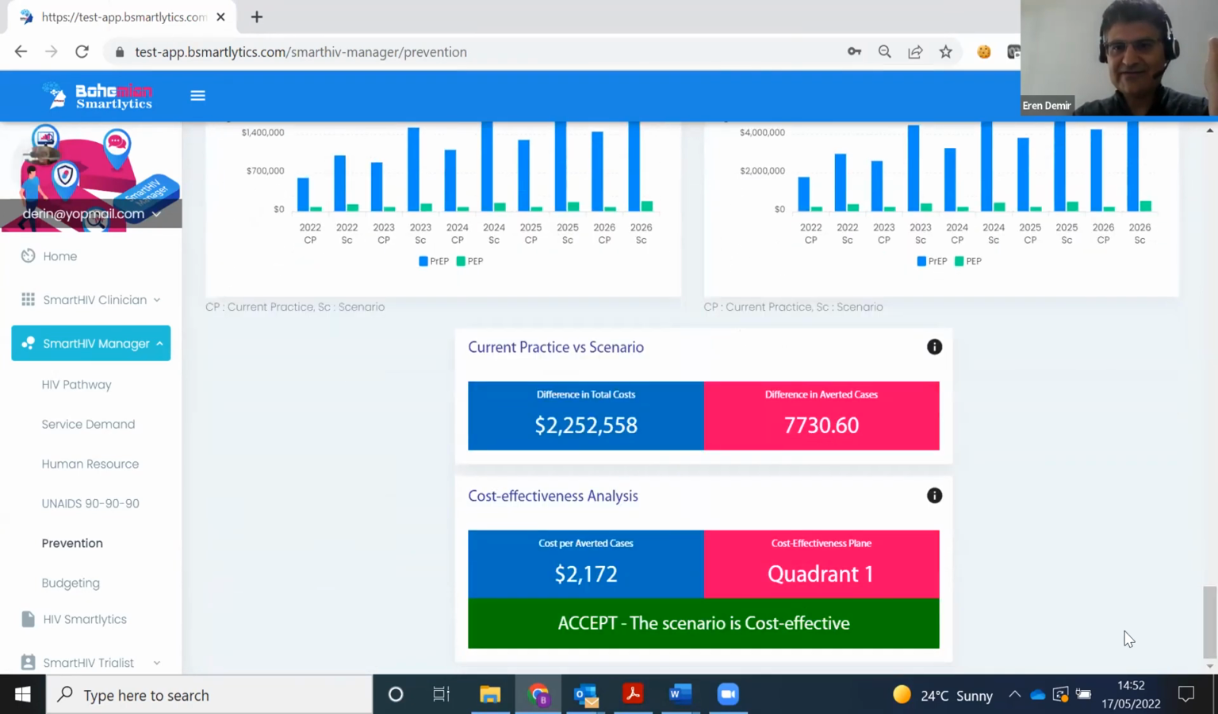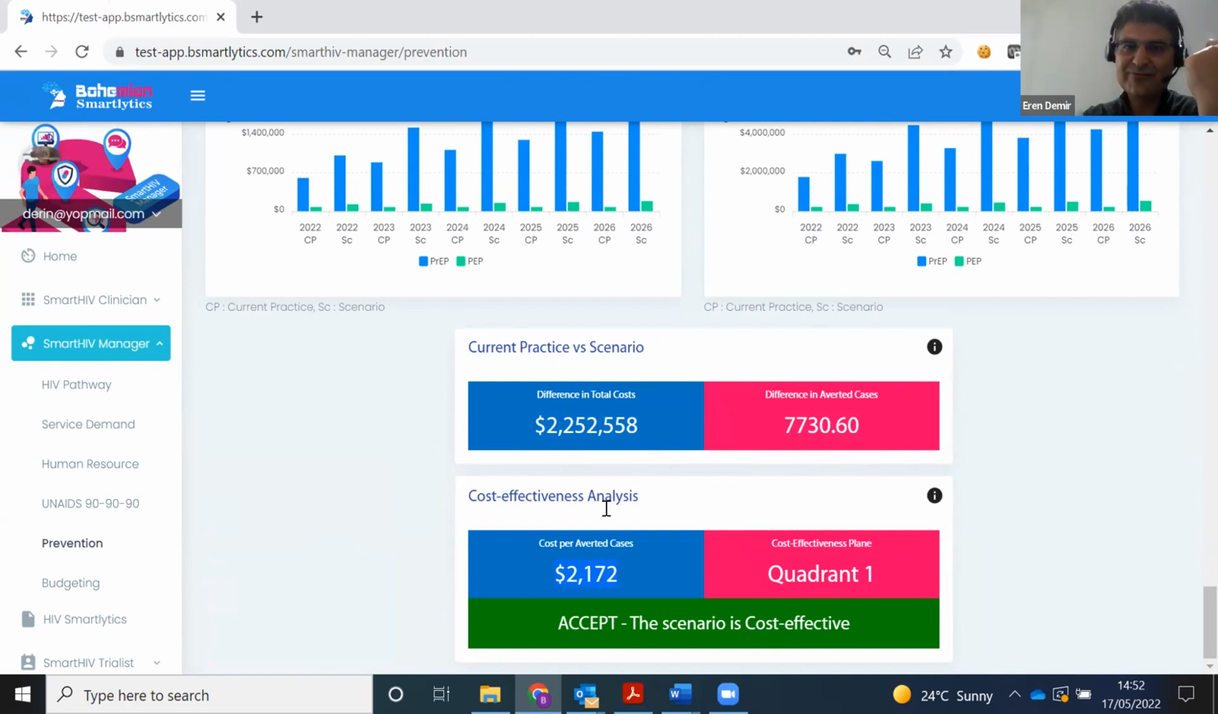Is this a cost effective intervention? Let's have a look. Well, yes, it is. Increasing from 12,000 to 20,000, Simba, is a cost effective intervention. Your difference in averted cases is about 7,740. And the difference in total costs, your savings, is how much each of them is going to cost you as a result of this intervention.